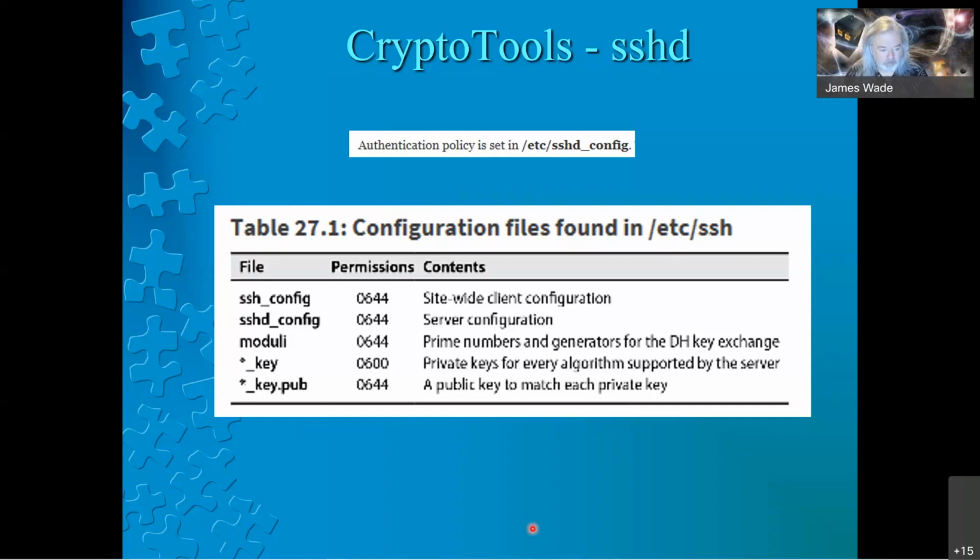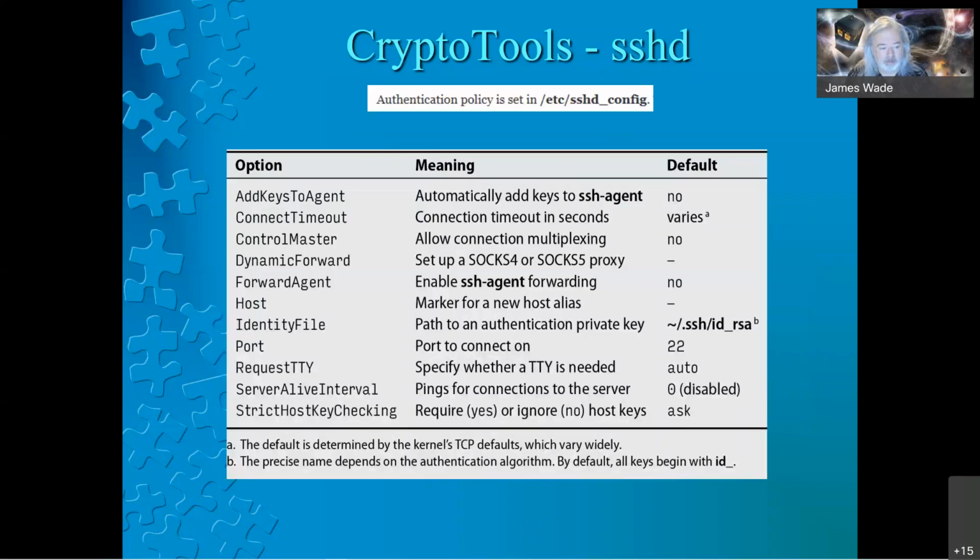There's a directory in your home directory called .ssh that has your keys. So here's the SSHD file. You have site-wide client, server, prime numbers. You can give them, okay, what kind of keys do we want to generate for those private and public keys?